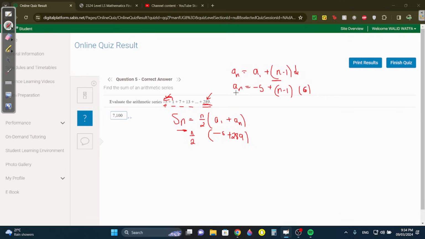And we know that this an, this number, is actually 289, because the number is 289. But the only thing we're actually trying to figure out is in what position in the sequence this 289 is.